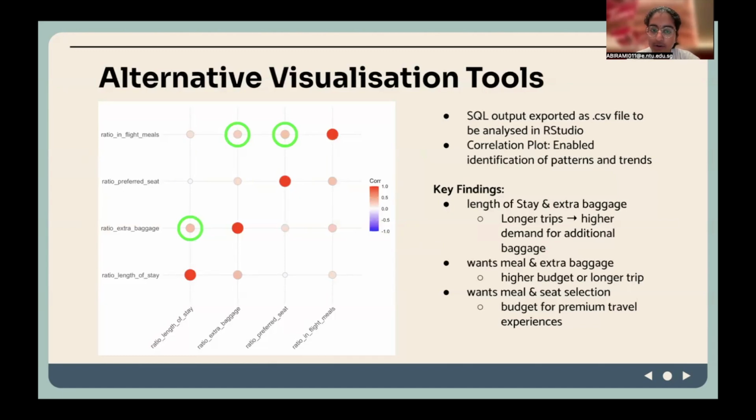There's also a positive correlation between in-flight meal and extra baggage. This could indicate that passengers on longer trips or those with higher budgets tend to select both of these services. And lastly, there's also a positive correlation between the meal preferences and seat selection. This suggests that passengers are willing to pay for premium services when they have a higher budget, hence they would choose both the meal preference and the seat.